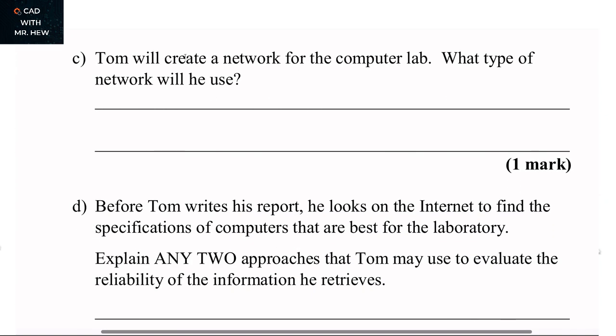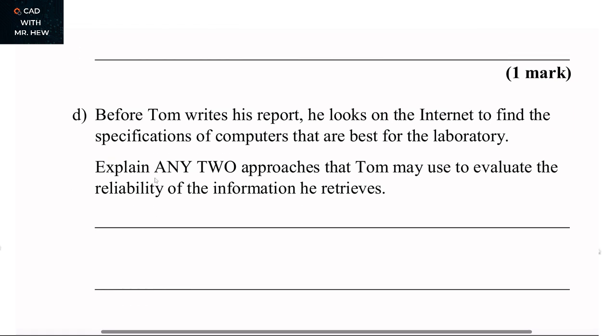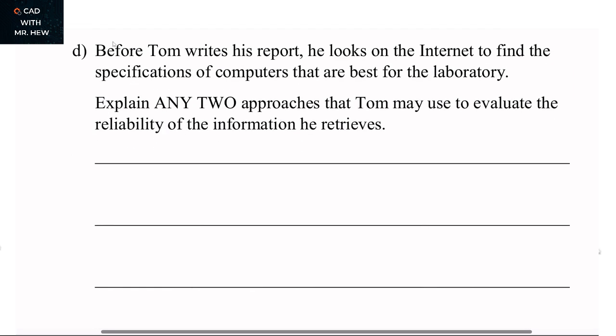Question 2C. Tom will create a network for the computer lab. Write what type of network he will use, and this is worth 1 mark. Question 2D. Before Tom writes his report, he looks on the internet to find specifications of computers that are best for the laboratory. Explain any 2 approaches that Tom may use to evaluate the reliability of the information he retrieves.